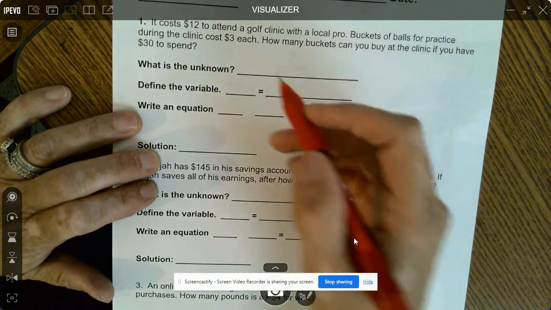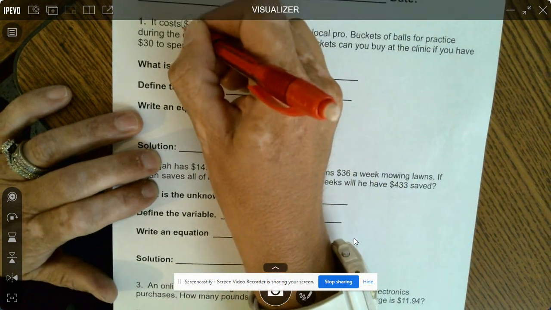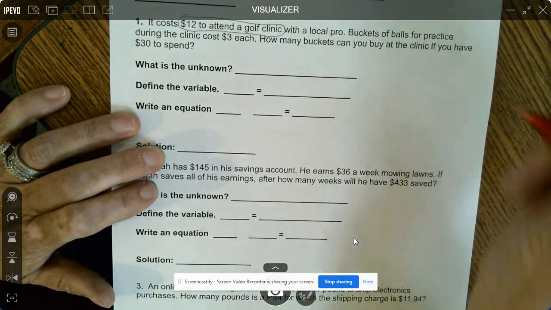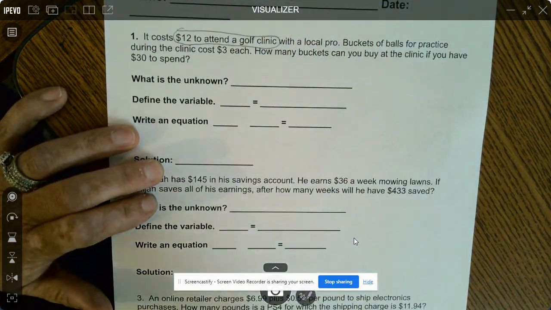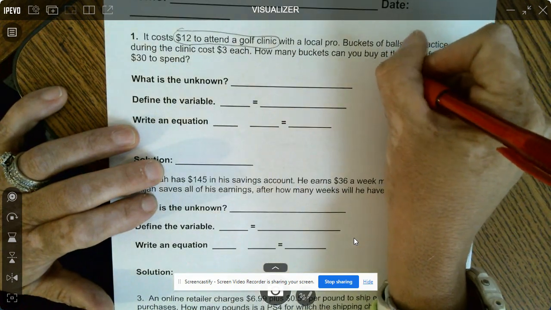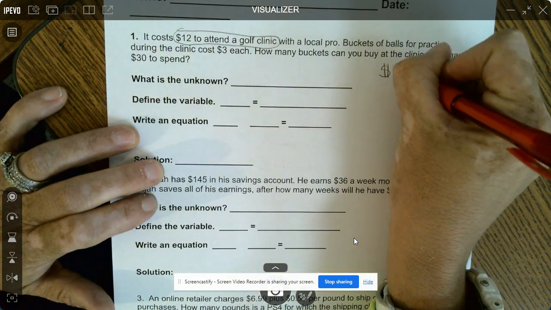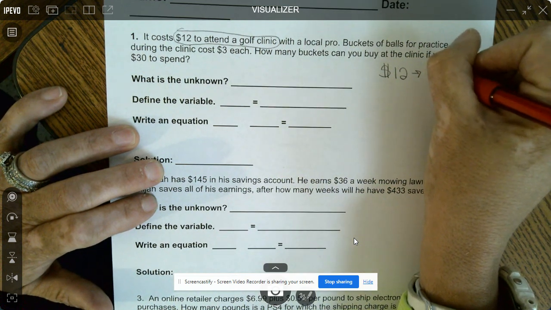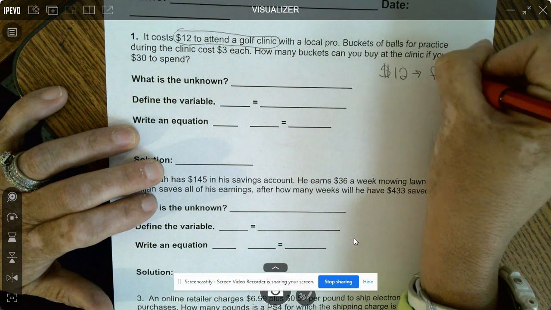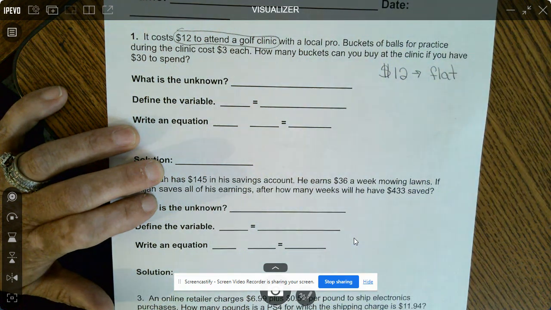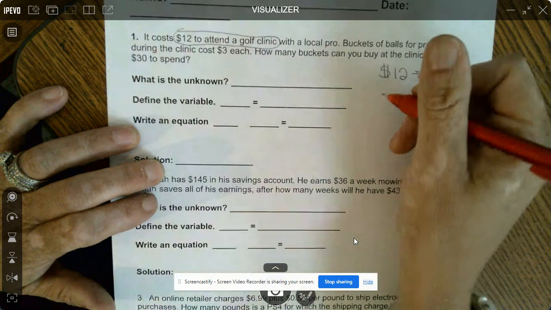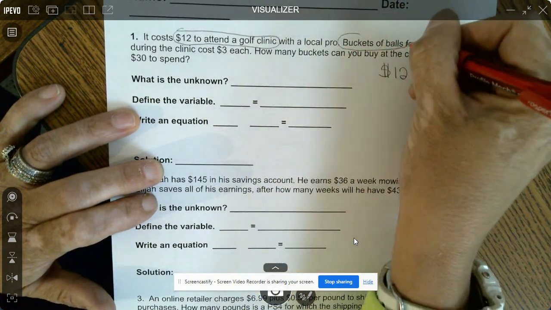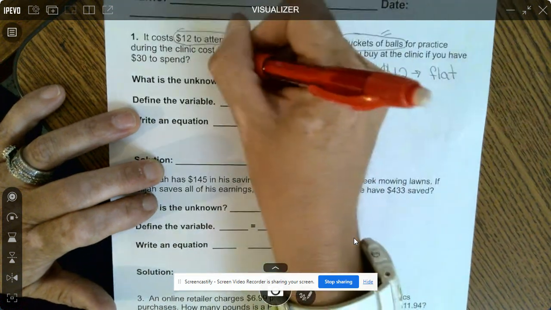So what is... we know that it's $12 to attend the clinic, right? So we can even say that $12 is a flat rate because it's not changing. $12 is you show up, just like that painter, boom, it's automatically going to cost you that $12, right? We know that the bucket of balls is going to be the $3 each.